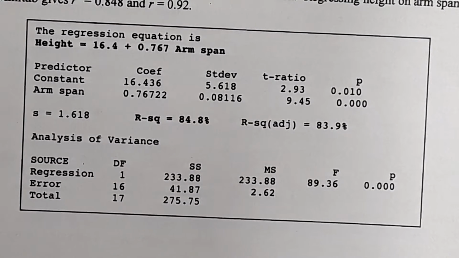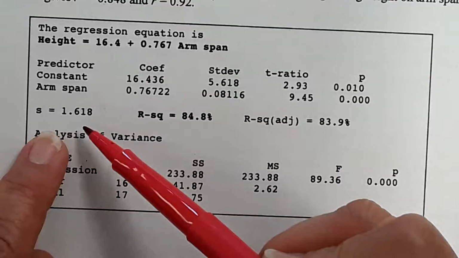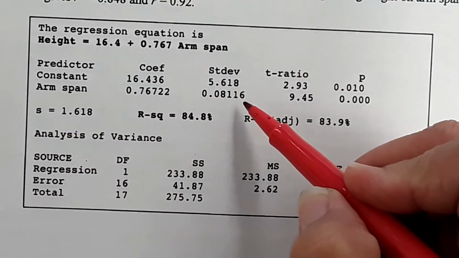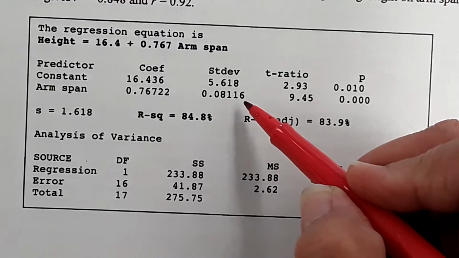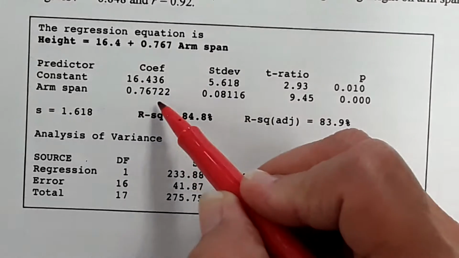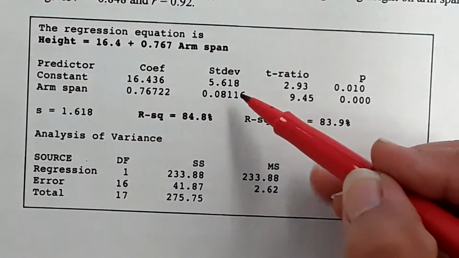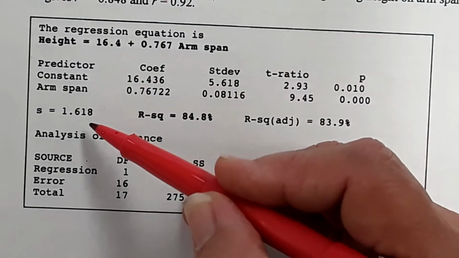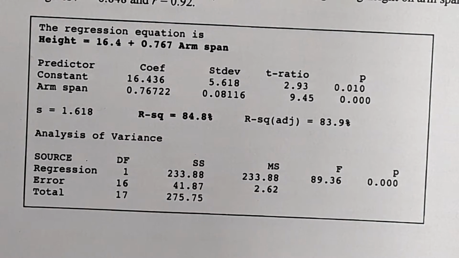So this is the standard deviation of the residuals. This is going to be the standard error of the slope. This right here is the standard error of residuals. Slope, standard error of the slope, standard error of the residuals. Okay, so those are things that you need to know.